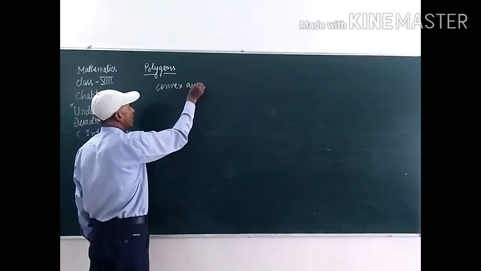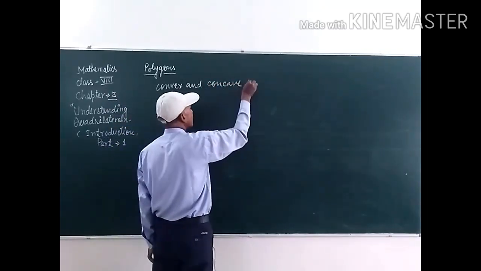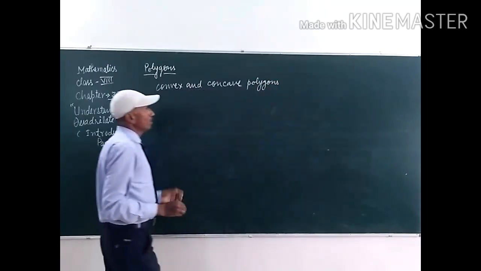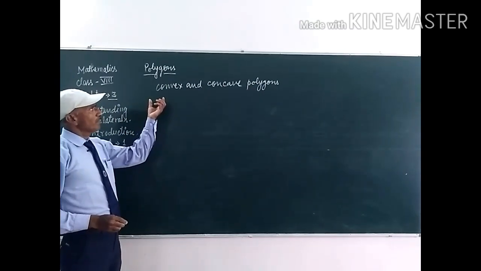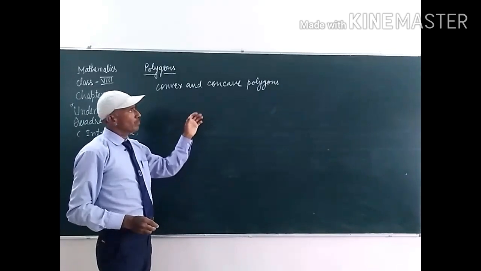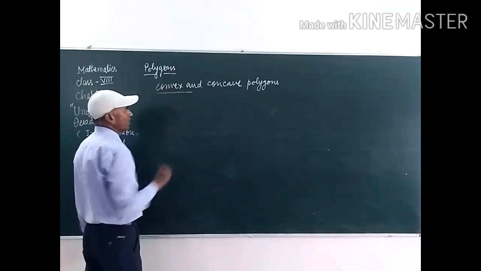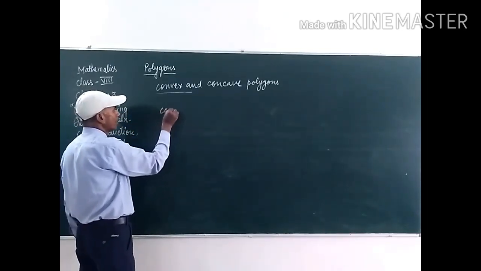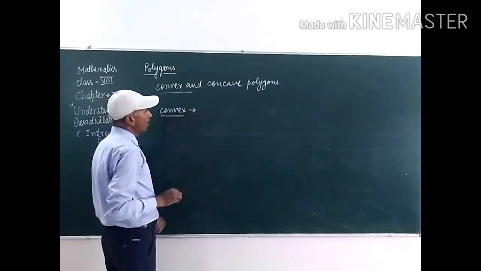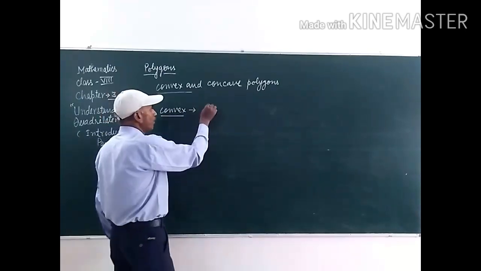Convex and concave polygons. Students, how can we recognize a convex polygon and a concave polygon? So first of all we have to understand this. What is convex polygon, student? Convex polygon. In convex polygon, all the diagonals lie in the interior of the polygon.